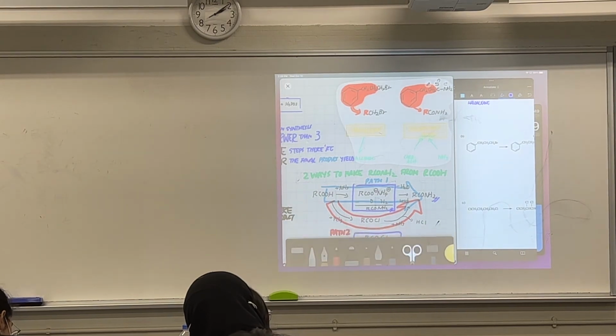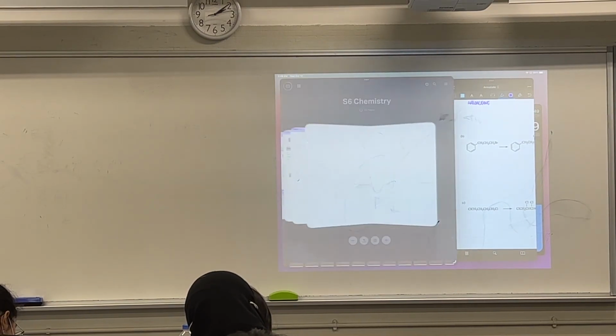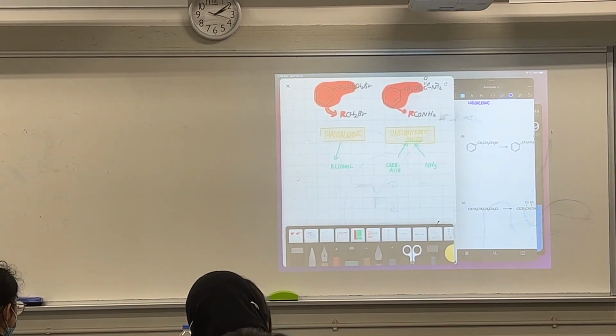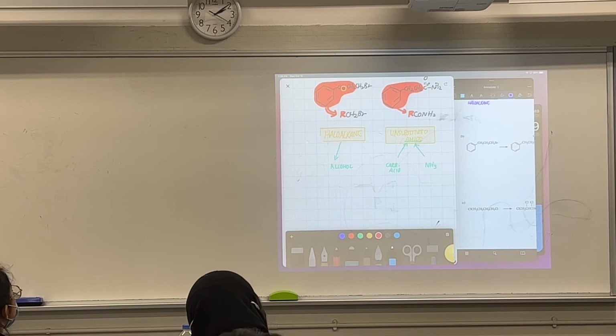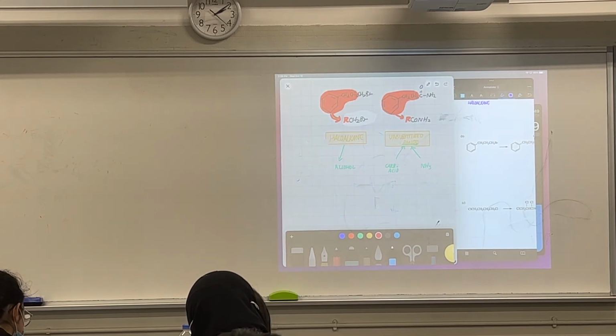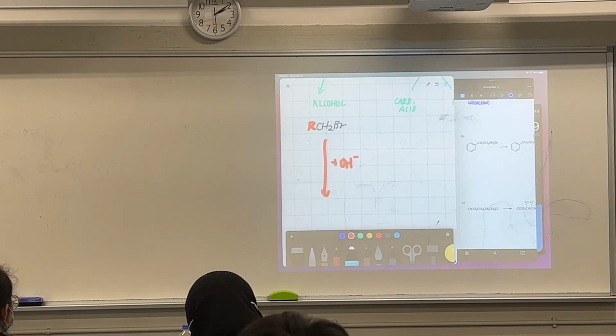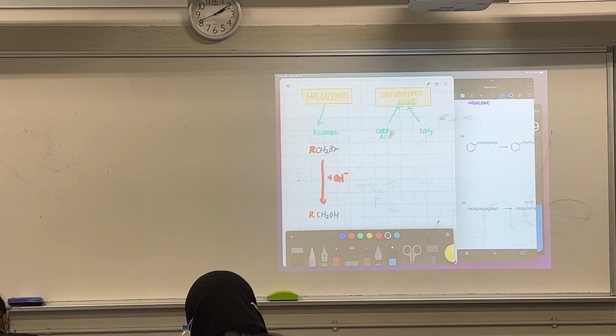Let me copy this on the next page first. So we have this. What can you do to turn this into an alcohol? OH minus. Yes, OH minus, so can you draw it? When you add OH minus to it, what will it become? What does the OH minus affect? Just the Br, right? It affects just the Br. So you have RCH2OH.